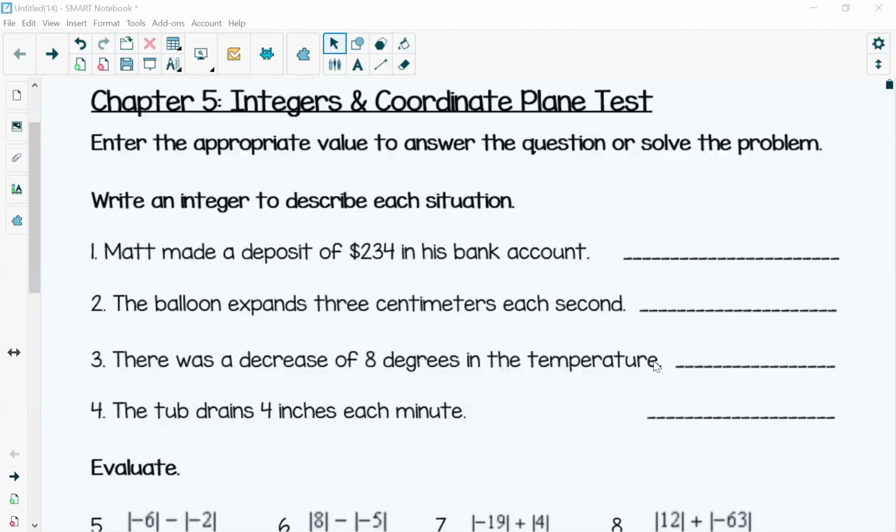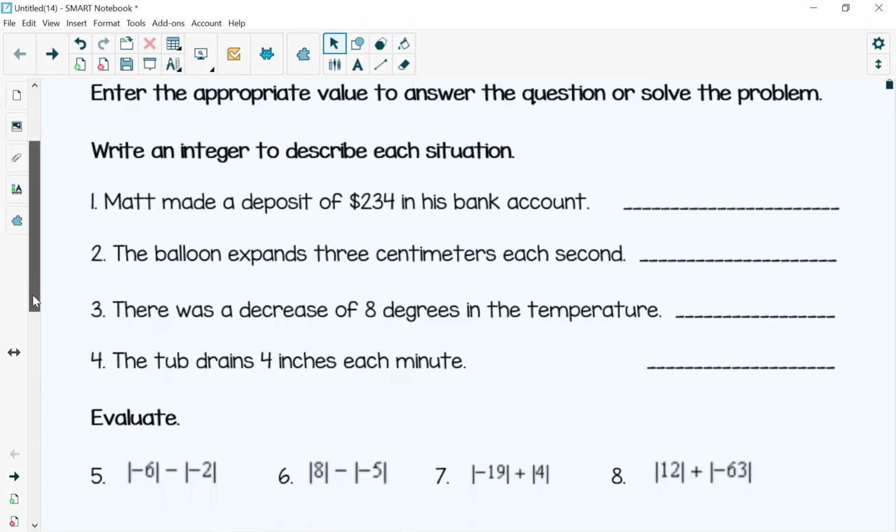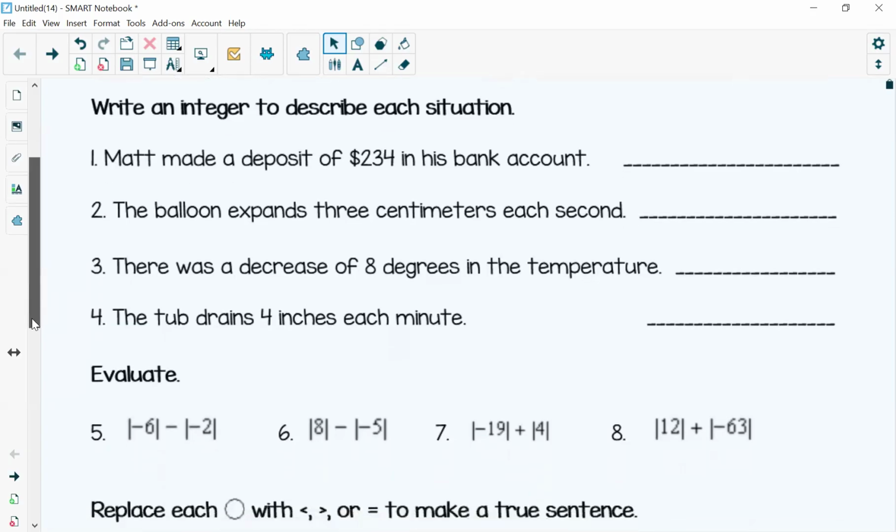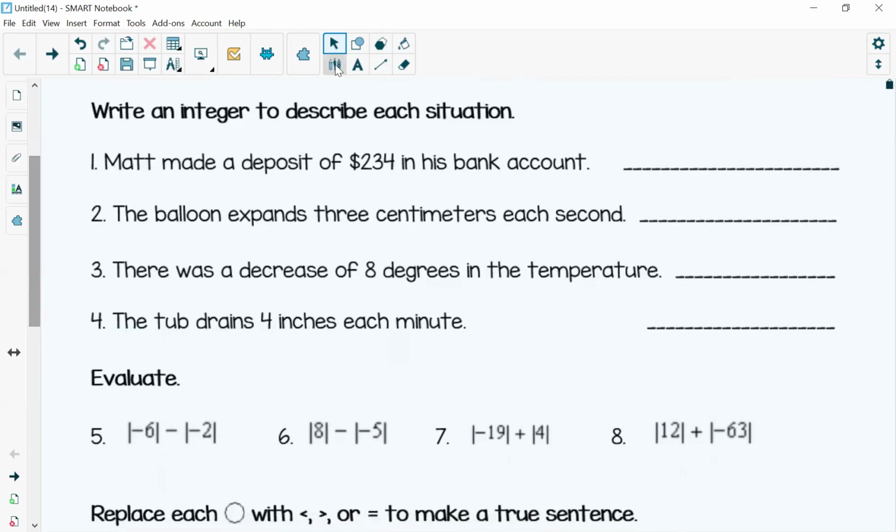Boys and girls, I am going to be going over the Chapter 5 integer coordinate plane test. Make sure to mark any problems you need me to go over again with you when you're in class, prior to coming in to retake it.